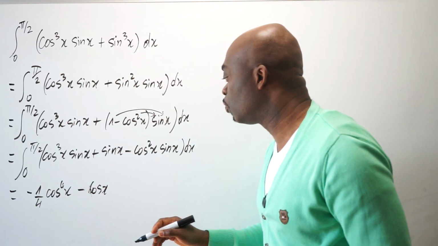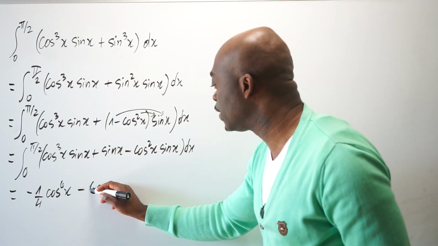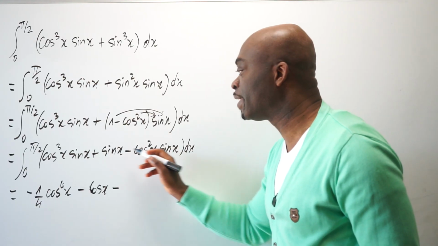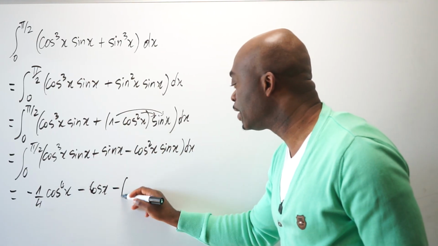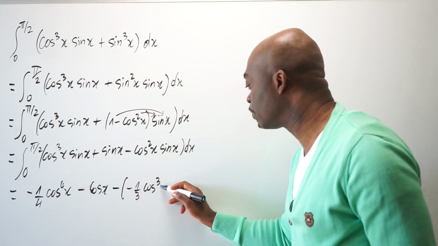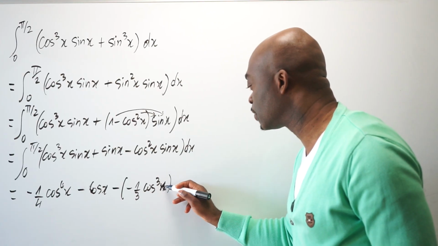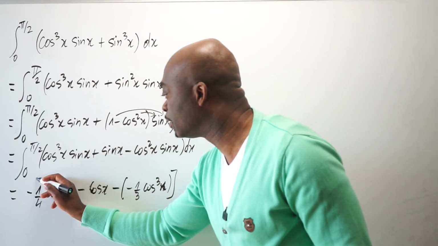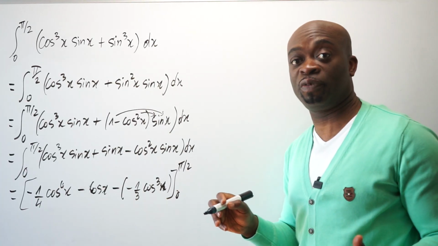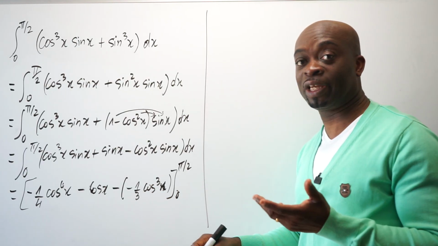Great. So we have that, and then we keep moving. Minus, in this case, this is the same thing as that one there, so negative a third cosine power 3 x, evaluated from 0 to π/2. How beautiful of a problem, right? I know you guys are loving it so far. Now we're going to work it out.